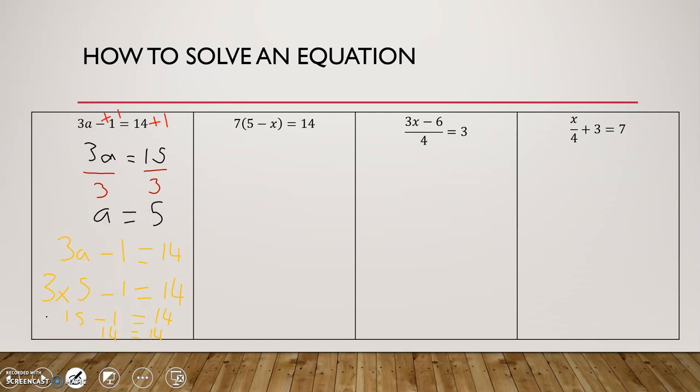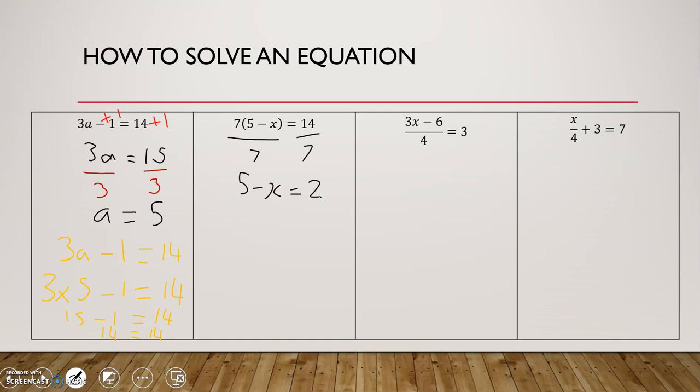If I have a look at my next example, I have 7 outside of 5 minus x equals 14. Now in between that 7 and the brackets is a multiplication sign. So if I want to move 7 to the other side, the opposite operation of multiplication is division, so I can divide by 7. So I will then have 5 minus x equals 14 divided by 7 is 2.